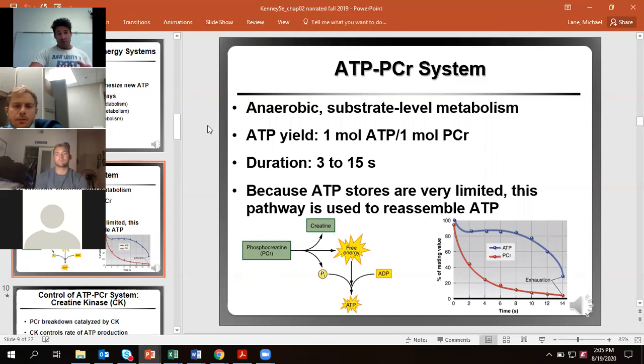So the ATP phosphocreatine, so PCr system, is literally going to be anaerobic. It has one enzyme, which is creatine kinase, and all it's doing is taking the phosphate from phosphocreatine and giving it to ADP to replenish ATP. It's only going to last about 5 to 6 seconds.